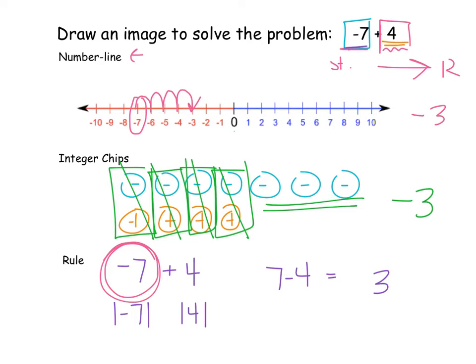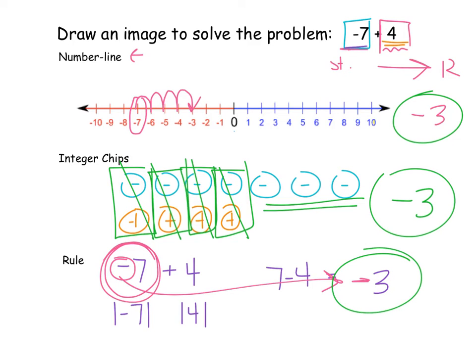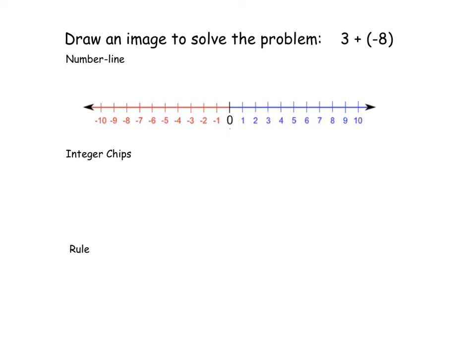-7 is further from 0, so that means my negative sign is going to transfer over to my answer. No matter how we solved, every time we got the same answer of -3. Here is one more example.